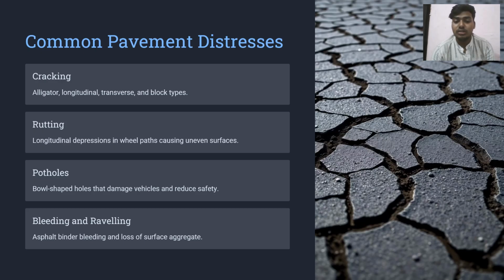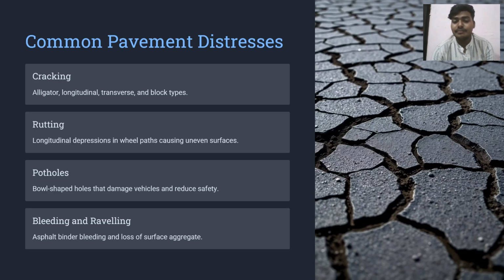Third is potholes. These are bowl-shaped holes in the pavement surface. They are caused by water infiltration into cracks, freeze and thaw cycles, and traffic stress breaking down weakened pavement. Then there is bleeding, a shiny, sticky film of asphalt binder on the surface. It is caused by excessive asphalt binder in the mix and hot weather causing the binder to rise.